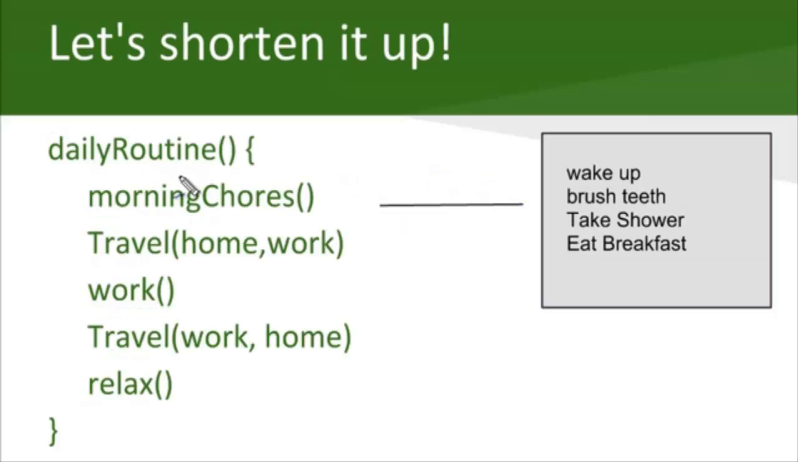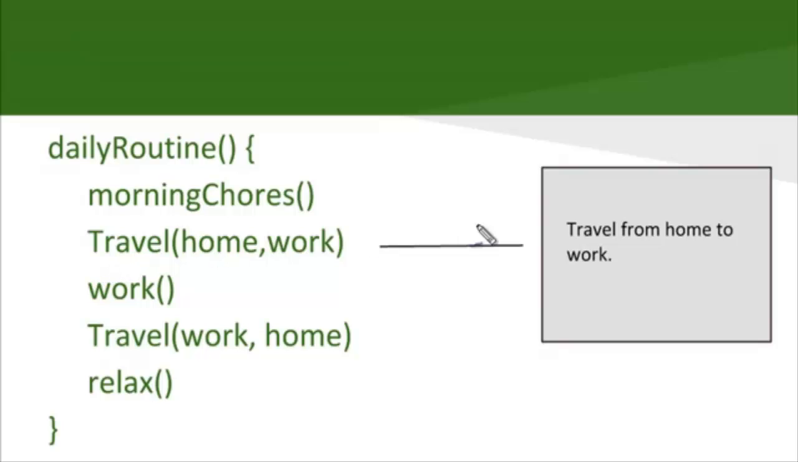So here we are. What we exactly did was we combined the similar items, and so for example, for the first four items like waking up, brushing teeth, taking shower and eat breakfast, we basically said let morning chores represent these four items. Similarly, we see that travel has appeared two times. One where you are basically traveling from home to work, and other when you will be traveling from work to home.